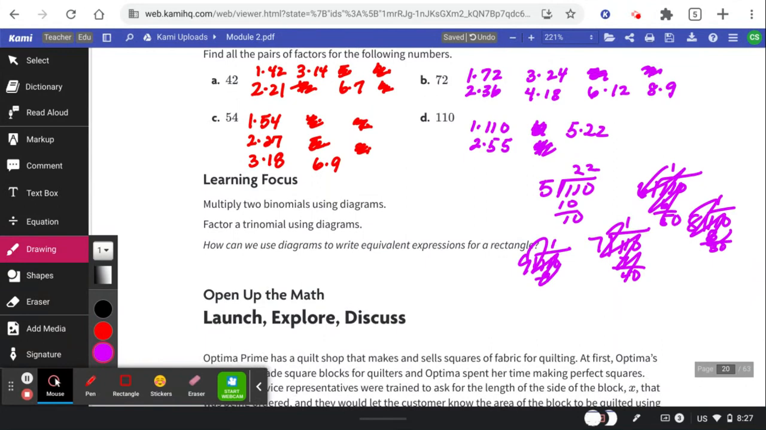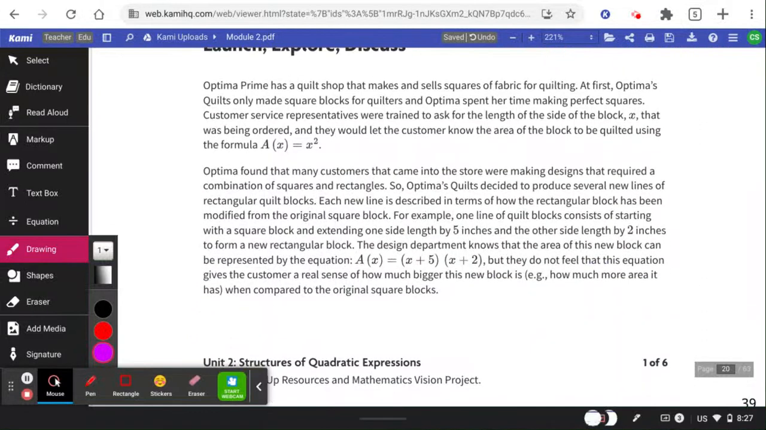Okay, going over those pairs of factors is going to help us on this upcoming lesson. Optima Prime has a quilt shop that makes and sells squares of fabric for quilting. At first, her shop only made square blocks for quilters. Customer service reps were trained to ask for the length of the side that was being ordered, and they would let the customer know the area of the block to be quilted.